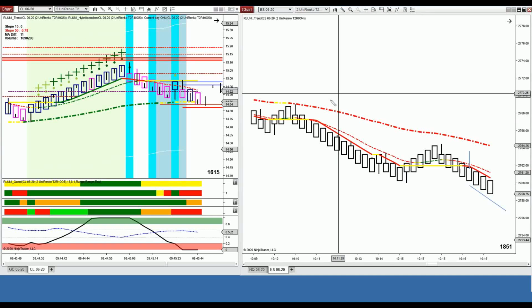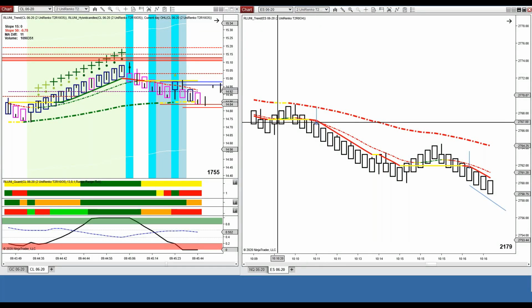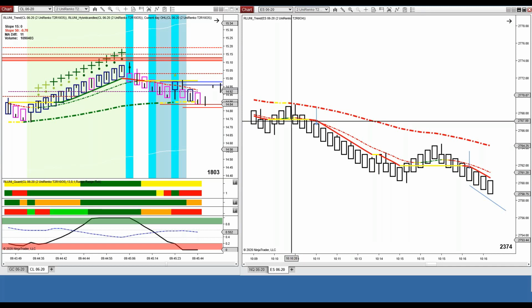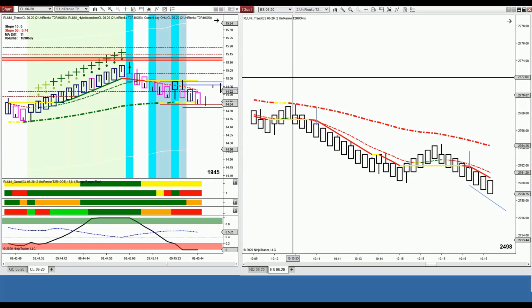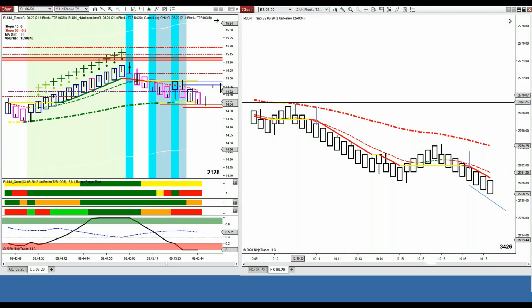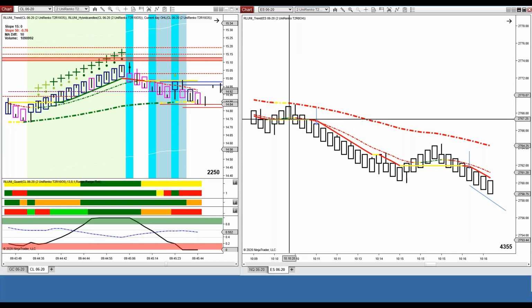Now you can see it's just come off an area of low volatility. And remember, there's expansion and contraction, expansion and contraction. So right here, volatility falls, and we look for volatility to explode out.